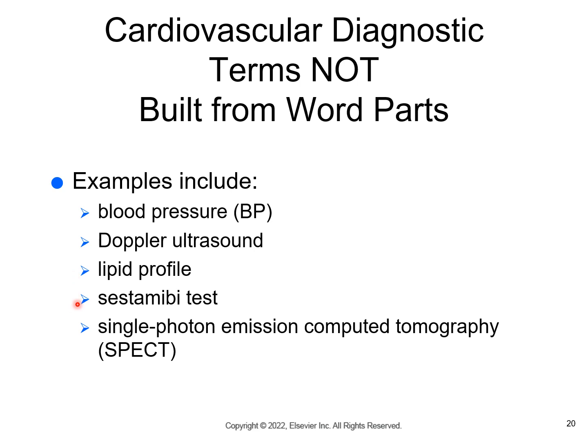The Sestamibi test is a nuclear medicine test that's used to diagnose coronary artery disease and helps to assess revascularization. So how well are the arteries sending blood after a CABG? Last, we have single photon emission computed tomography, and the abbreviation is pronounced as a word, SPECT, a SPECT scan. So a SPECT scan creates a 3D image and can show the function of an organ, which is pretty cool.